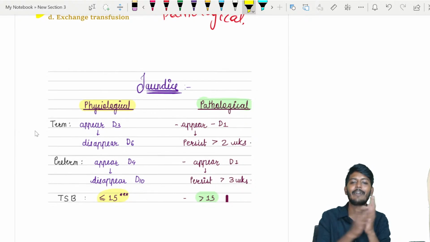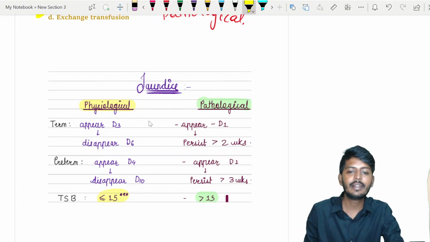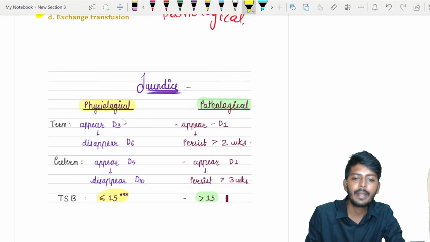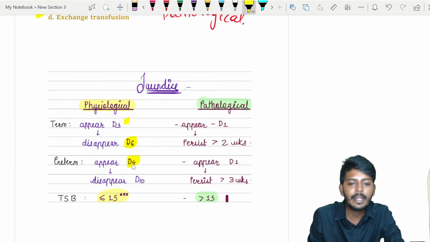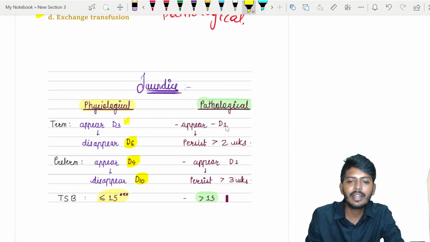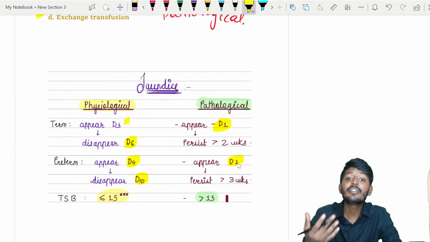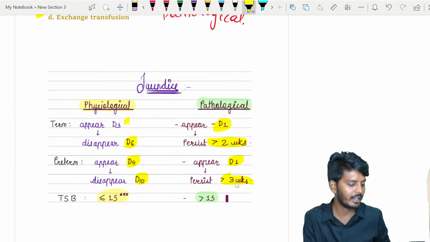So there are some caveats I have for you. Physiological and pathological jaundice. Physiological jaundice in a term baby appears on day 3 and disappears by day 6. If it is a preterm baby, it will appear on day 4 and disappear on day 10. Pathological jaundice, whether term or preterm, appears on day 1, with duration of persistence more than 2 weeks, and it can persist more than 3 weeks.